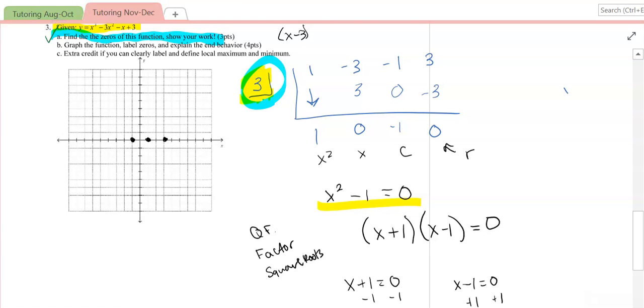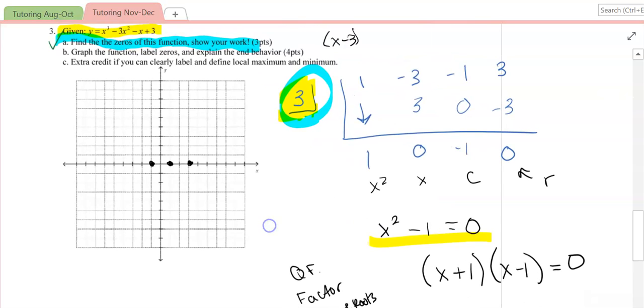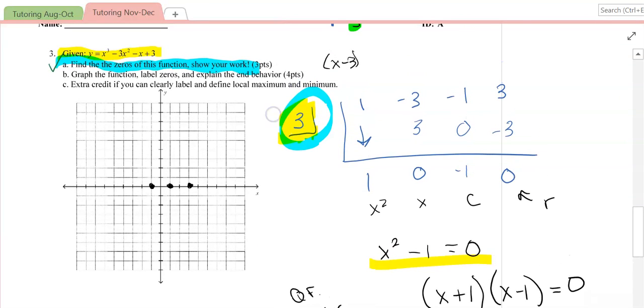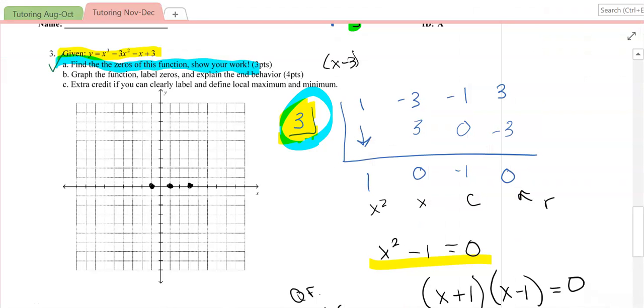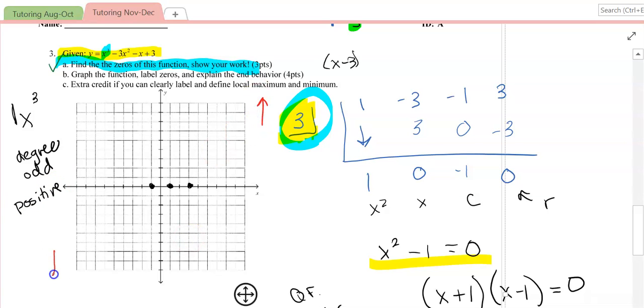Part B asks us to graph the function, label the zeros, and explain the end behavior. So before I can explain the end behavior, I know what this graph looks like, but I also want you to be able to explain, looking at my first term here, my first term is x cubed. The degree here is odd, and the number in front of the x cubed is positive. So when we have an odd degree polynomial and a positive a value, our end behavior goes up in the positive direction and down in the negative direction.